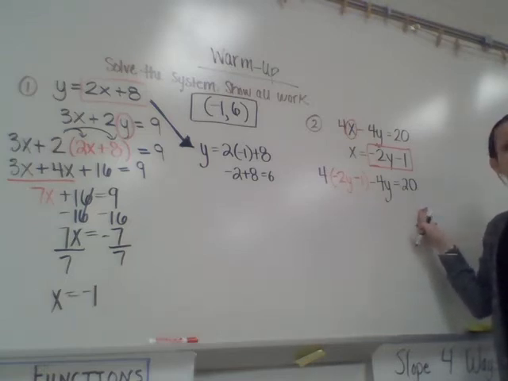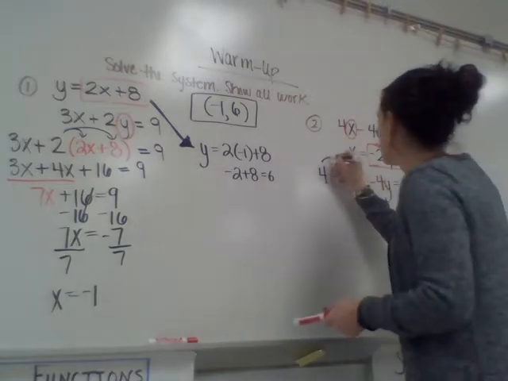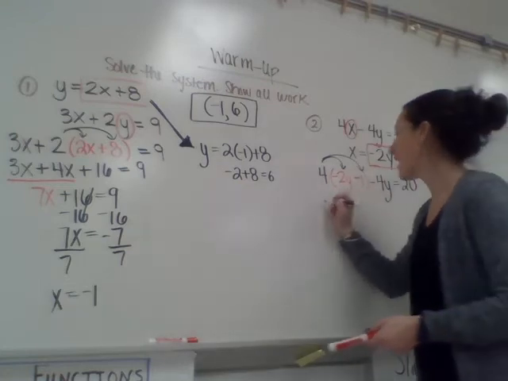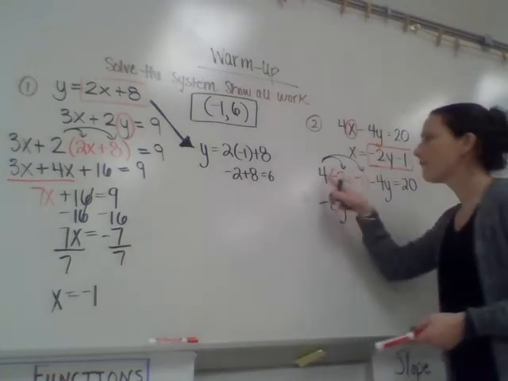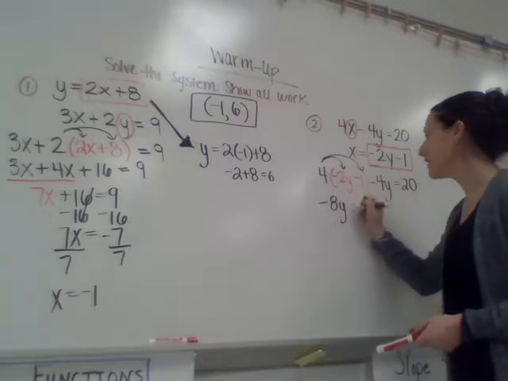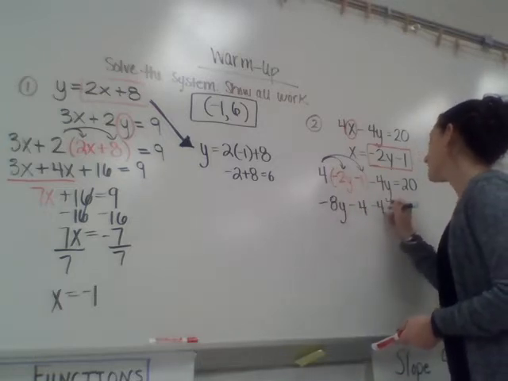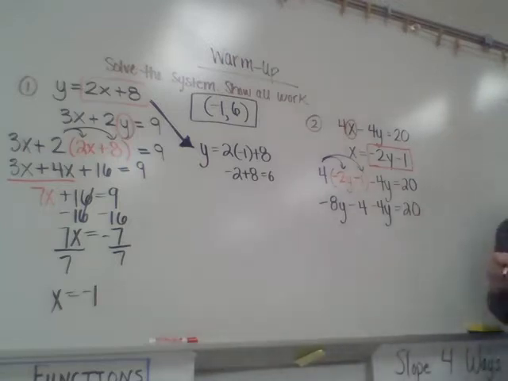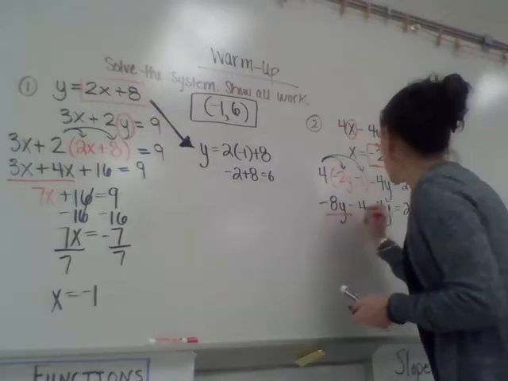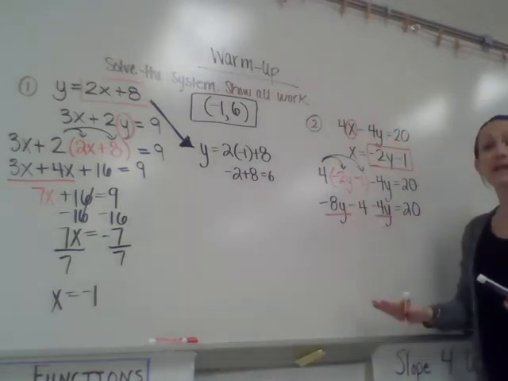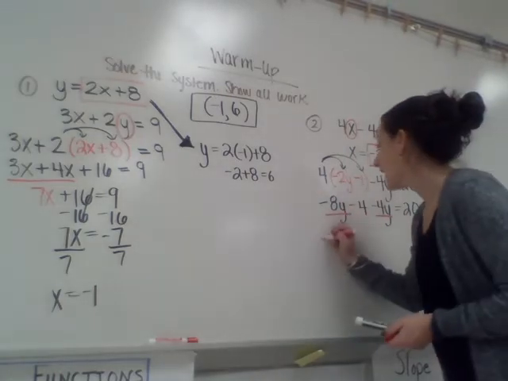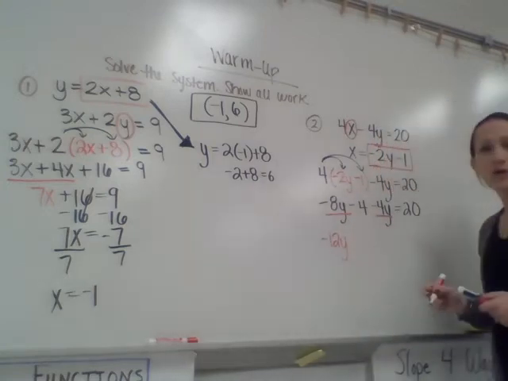Now, this time, my entire equation is in y's instead of x's. So I'm going to get y by itself first. I'm going to distribute. 4 times a negative 2y is negative 8y. 4 times negative 1 is negative 4 minus 4y equals 20. My y's are on the same side of the equal sign. They're both on that left side, so I can combine them. And negative 8y minus a 4y, add and keep the sign, is a negative 12y.